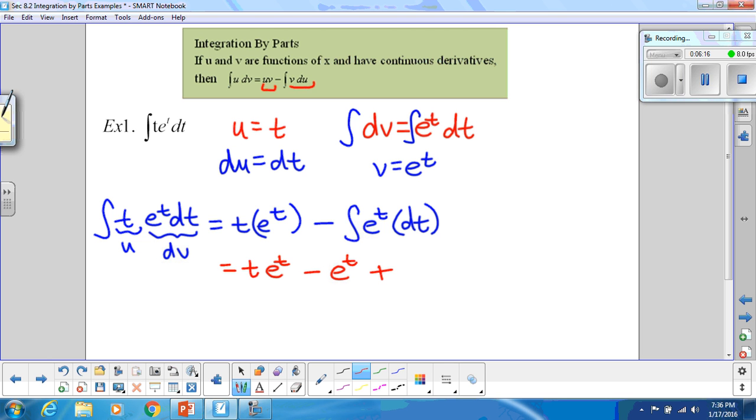Now here's where we're going to put our plus c, and then the back of the book will probably factor out common factors. You see how you have e to the t in both terms. So then we would factor that out. Now, I don't care if you factor, but just be aware when you're checking your answers in the back of the book, they will factor. All right, let's move on. Let's do some more examples.